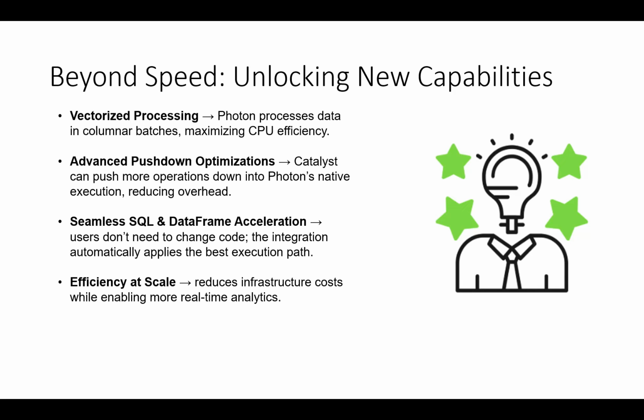Why? Because Photon is working on L1, L2 caches of the CPU. It is utilizing that and it is reducing the compute time. So definitely the cost of infra goes down. So all in all, both Catalyst Optimizer and Photon are working hand in hand.